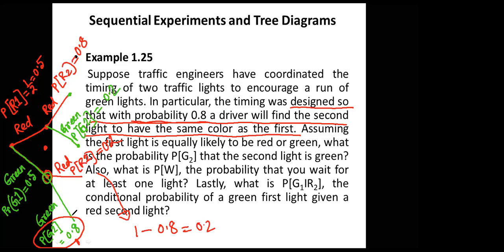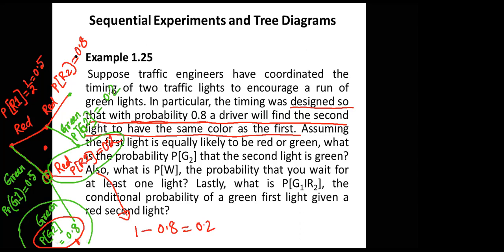Is it clear? Otherwise, I will tell it again. You can say it again. It's a bit confusing. Which part? Tell me which part. Why is this red part 0.2? Have you understood why the green part is 0.8? Yes, sir. Then what is the problem of getting 0.2?